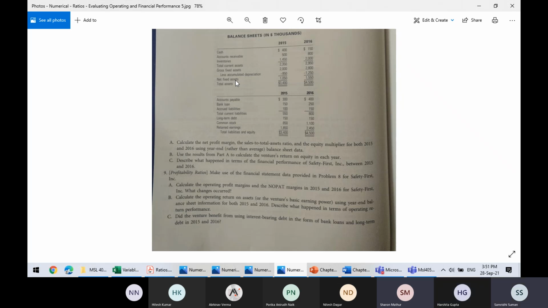So the operating profit margin would be the earnings before interest and taxes upon the net sales. And I think NOPAT would be net income by net sales. Okay, great. Let's come to the solutions.